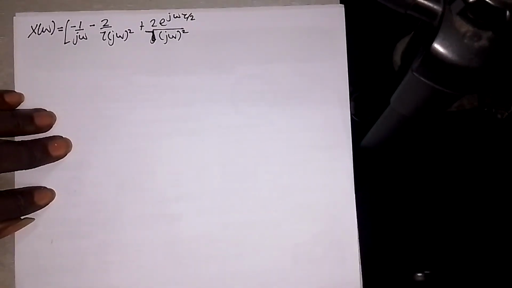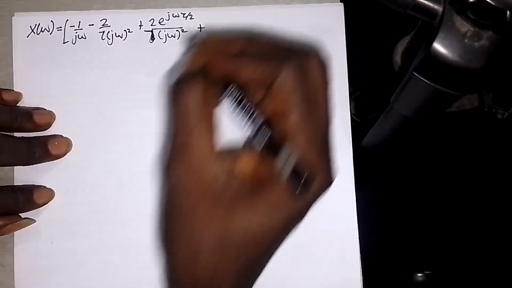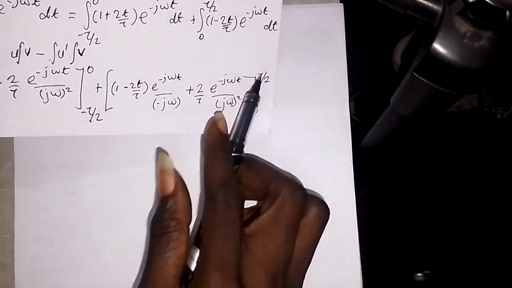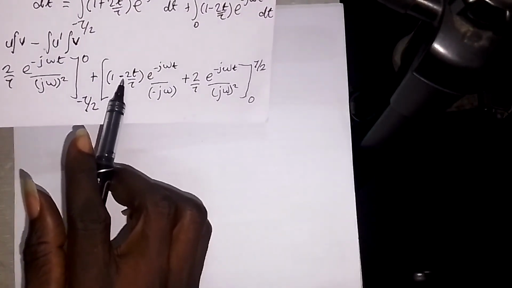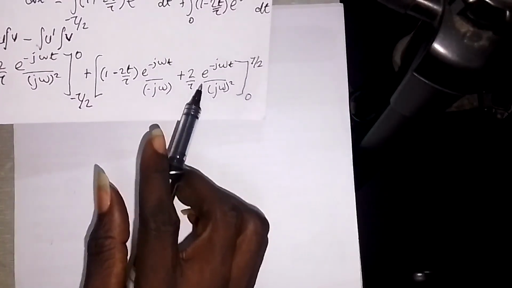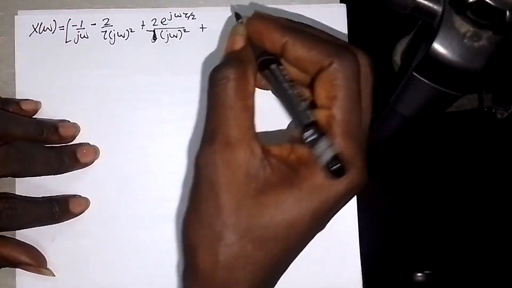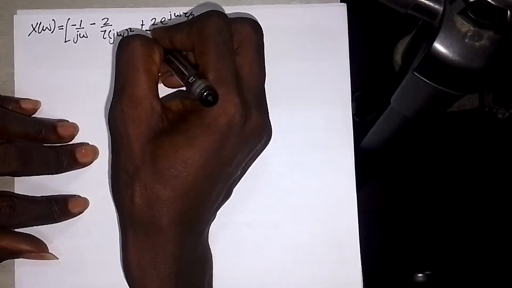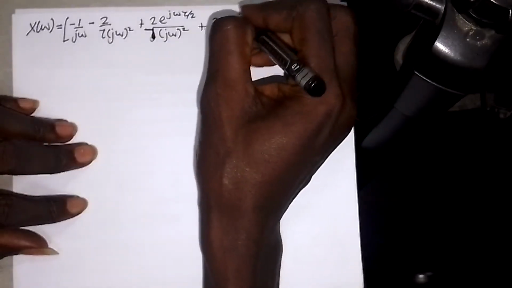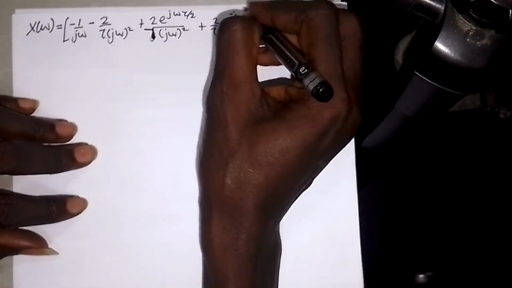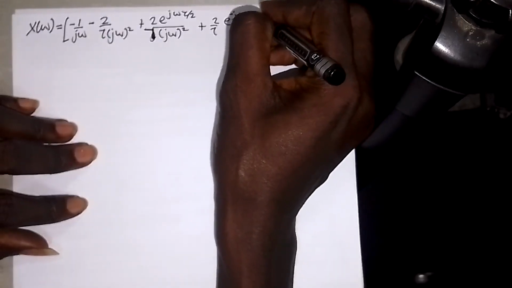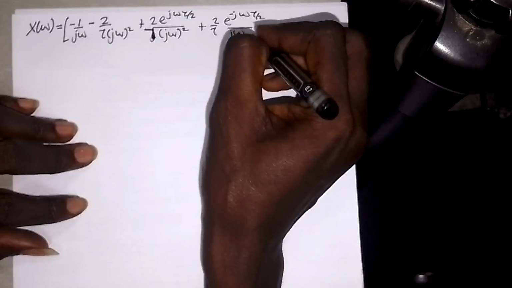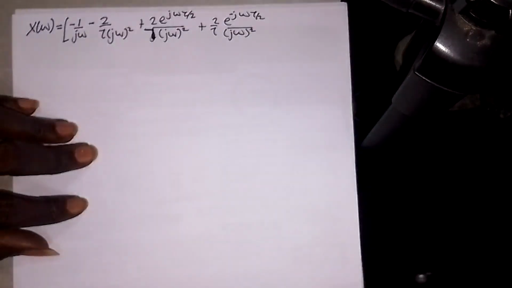Now let's put in this one also. After that one, we have to deal with this place. Now tau on 2 into this one. If you put tau on 2 here, you get 0 here. It will become 0. Now you put tau on 2 into this one, and this is what you will get. In that case, you're going to have 2 on tau, into e exponent minus j omega tau on 2, over j omega squared. So that is what you're going to get there.